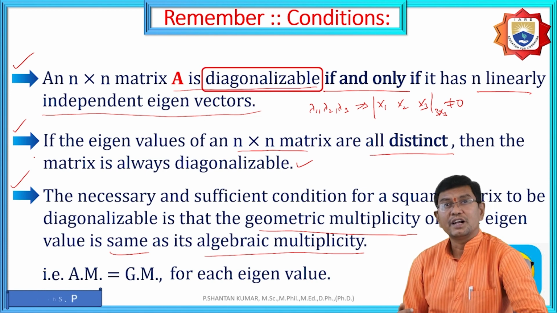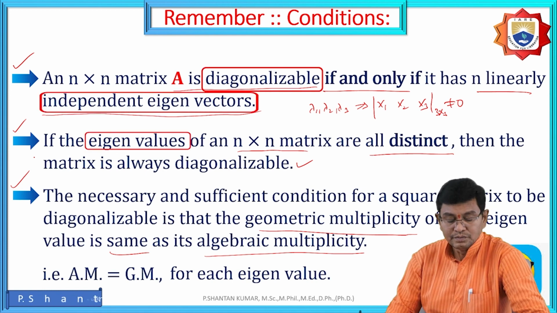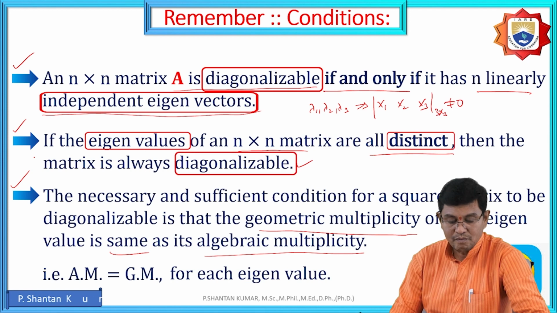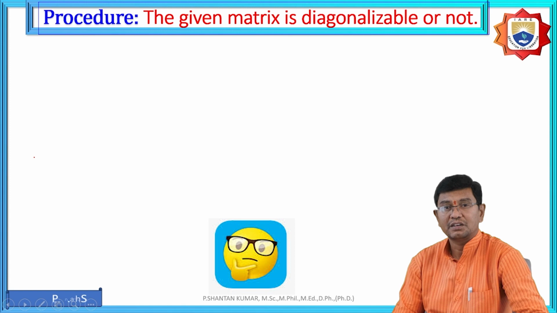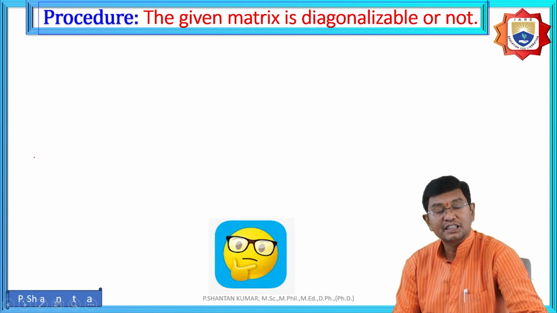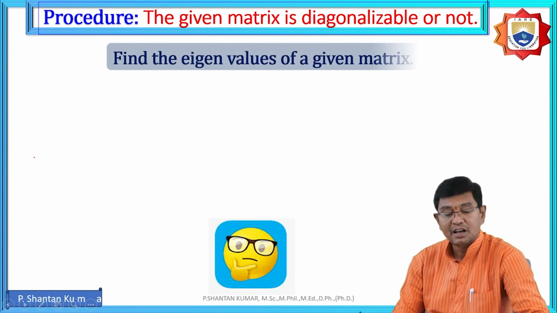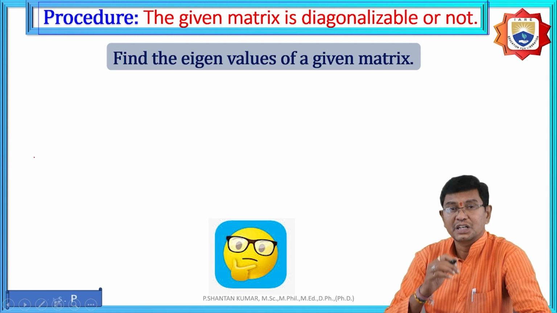And here, for example, what is the procedure for finding whether a matrix is diagonalizable or not? We need to remember it according to a flow chart.